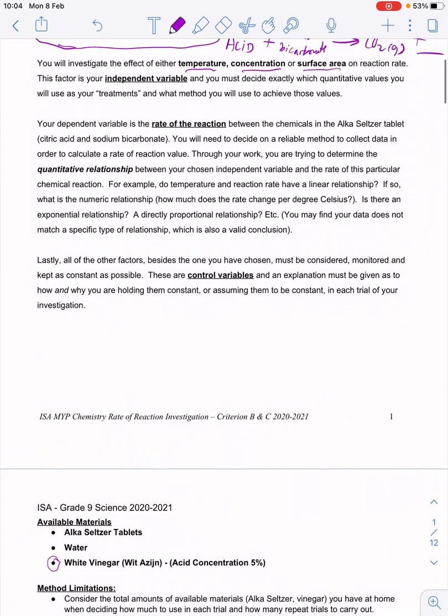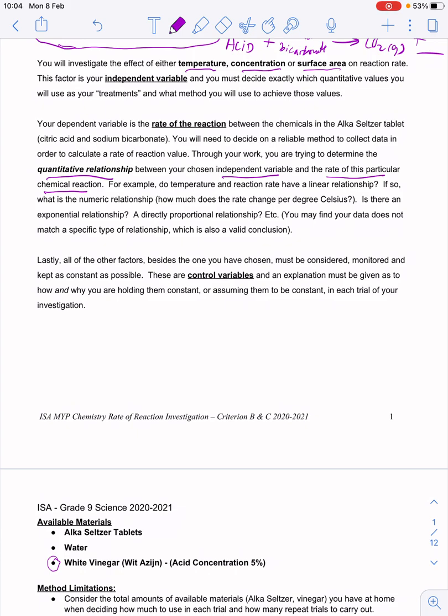Your dependent variable is going to be the rate of the reaction, and coming up with a quantitative way to actually measure and calculate the rate of reaction, and then getting average rate of reaction values so that hopefully in the end you can get a quantitative relationship between your independent variable and the rate of this particular chemical reaction. So what I mean by that is you're not just going to say when I increase temperature, it makes the rate go up. You're going to try to actually figure out, is that a linear relationship? Is it an exponential relationship? Directly proportional relationship? There are different kinds of relationships, and hopefully your data will help reveal that.